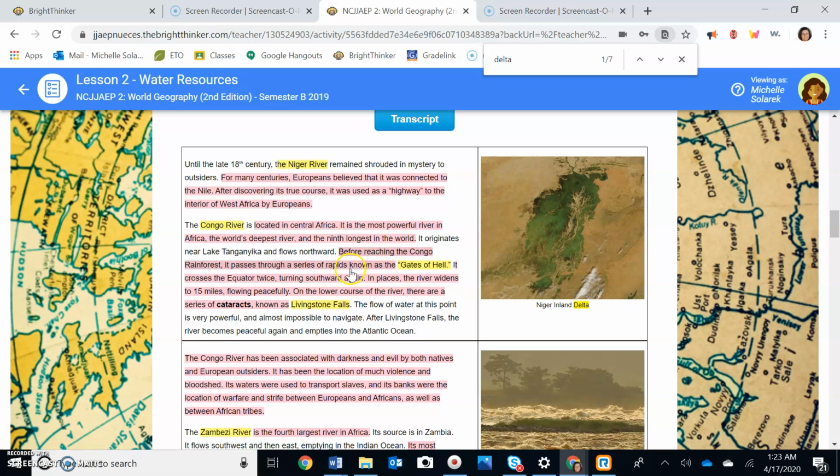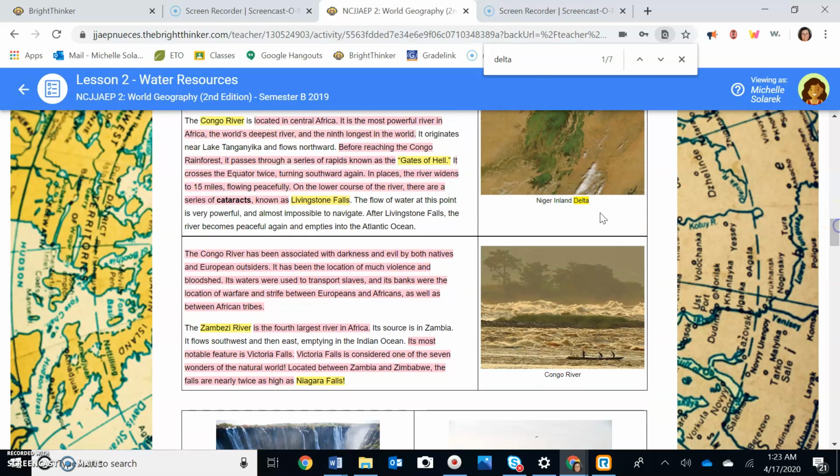Before reaching the Congo rainforest, it passes through a series of rapids known as the Gates of Hell. It crosses the equator twice and then turns southward again, and in places it can widen as wide as 15 feet. Now, on the lower course of the river, it has a series of cataracts called the Livingston Falls. So Livingston Falls are also like rapids.